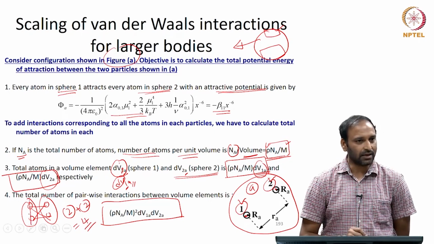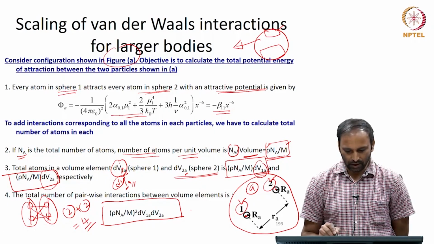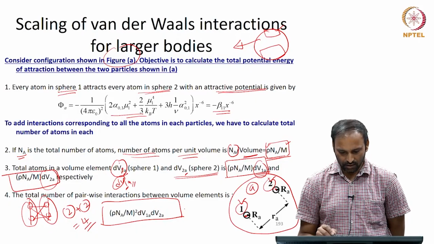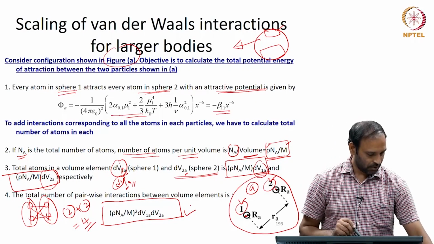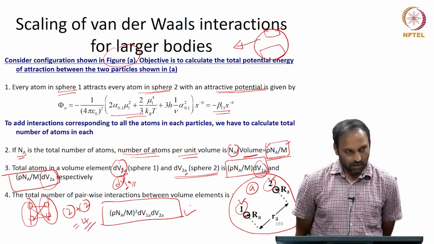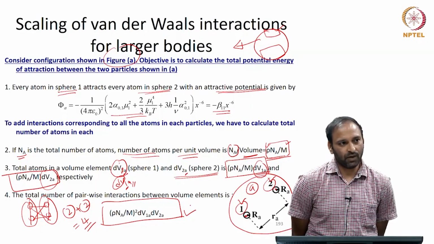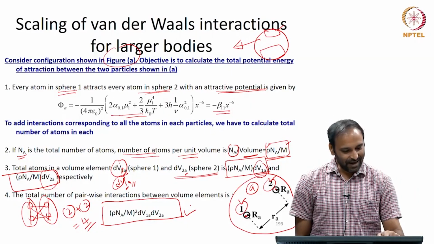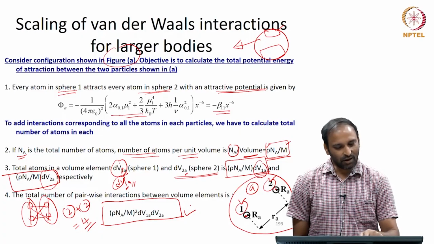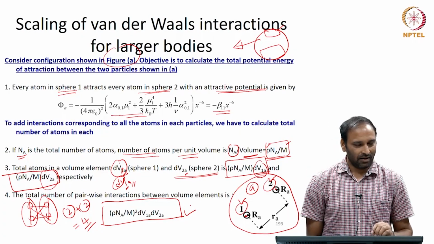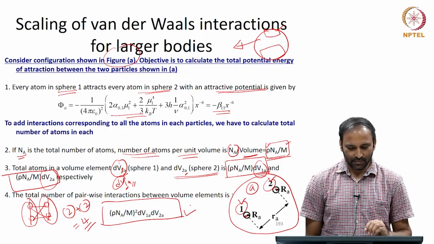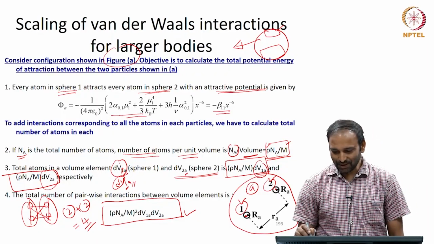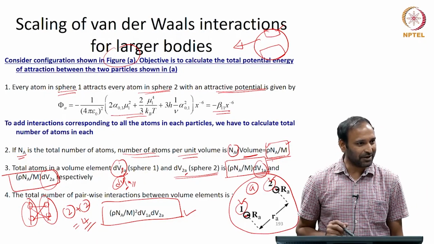Therefore, the number of atoms in this multiplied by the number of atoms in this will give you the total number of pairwise interactions that you should consider. That is this. So here N_A is the total number of atoms in particle one. So N_A is defined as the total number of atoms. Now, do you guys have a confusion about why this rho N_A by m is the same for both the cases? Is that your confusion?